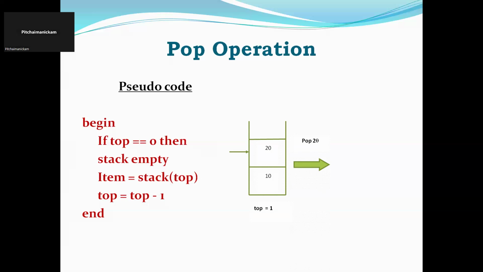So the top of the stack pointer is equal to 1. The condition is false, so we just move on to the else part. We take the top of the stack value, which is equal to 20, and store it in an item.